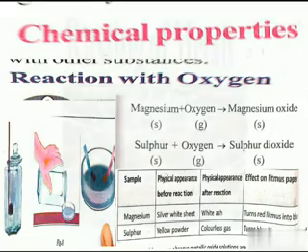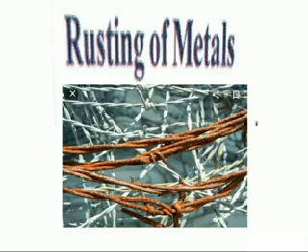Now we will discuss one more activity: rusting of metals. In class 7th we studied rusting of iron in detail, in the last chapter. Okay, so recall that iron rusts when it is in contact with air that contains oxygen and moisture.